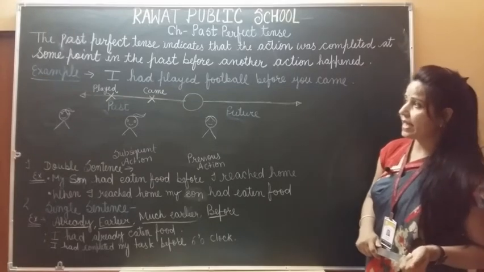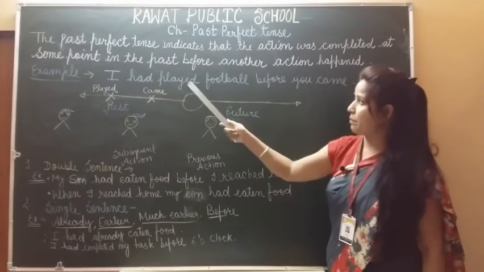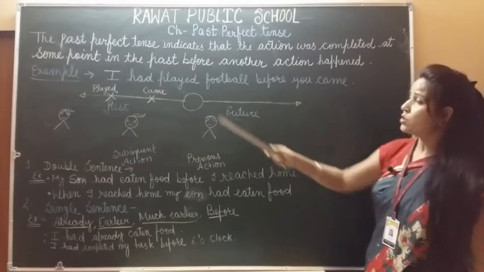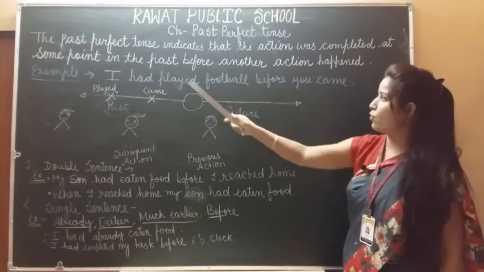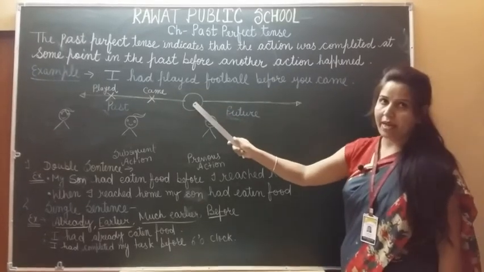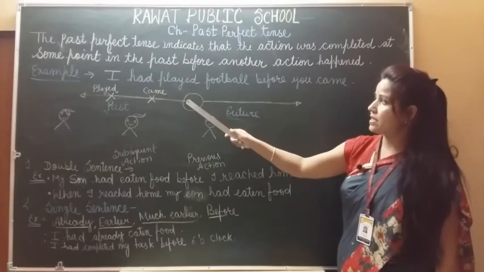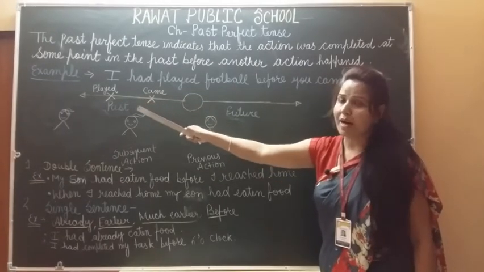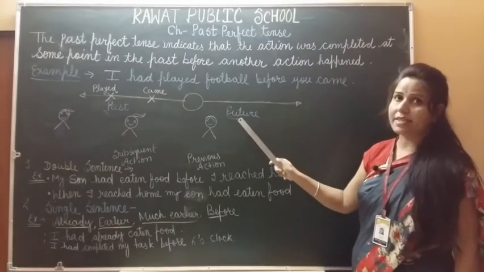Okay, so let's see the example. I had played football before you came. Okay, so in this sentence there are two verbs, played and came. So let's see the timeline to make it understood. This is the present, and left of the circle it is past and right of the circle it is future.